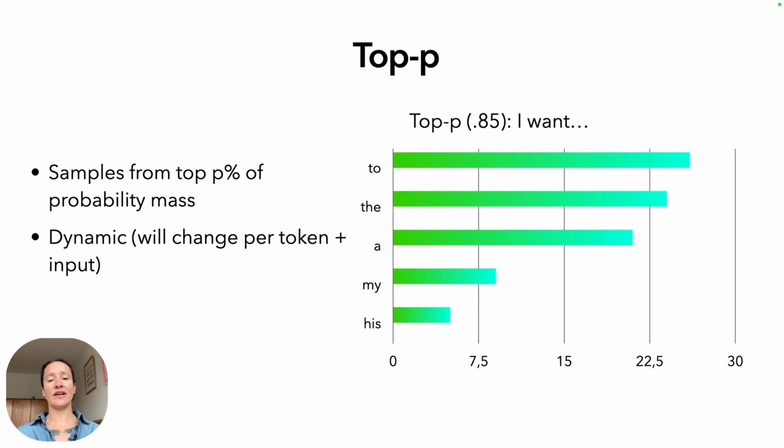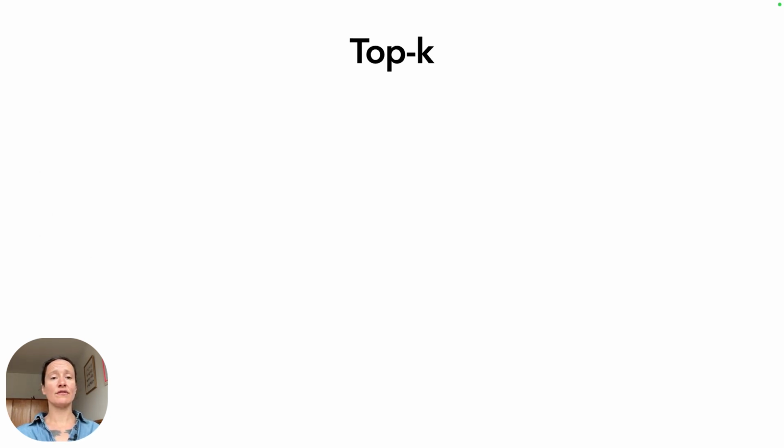So 85% of the overall cumulative probability is what we call it. You can think of 100% as all the next tokens that have above 0 probability. And then you just take the ones that end up adding up to 85% based on their unique percentages. So here I want, the, a, my, his, whatever, right? This is just an example. So finish the next token. So that's that. And again, you can play around with this and I'll go over some use cases.